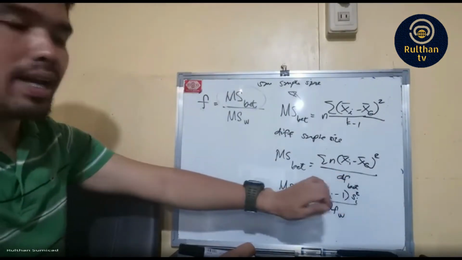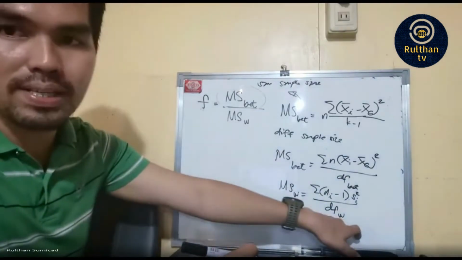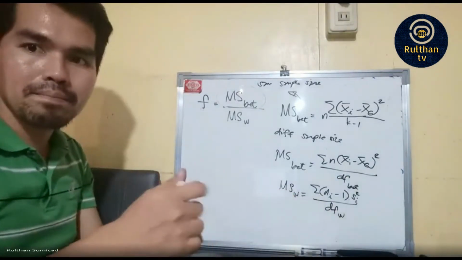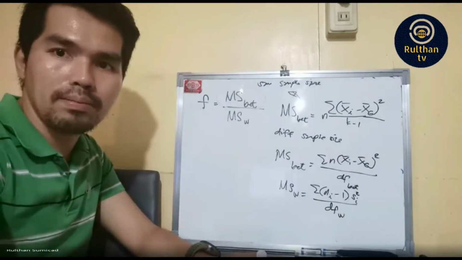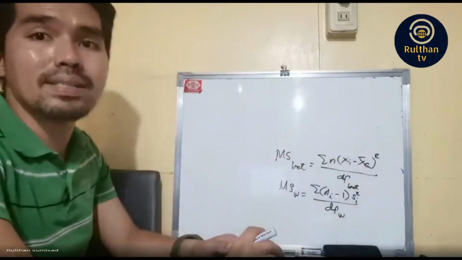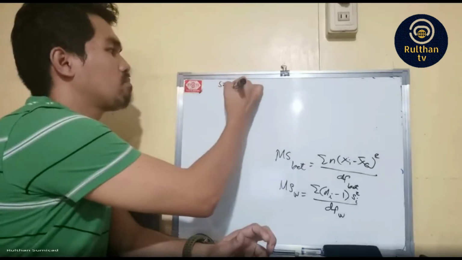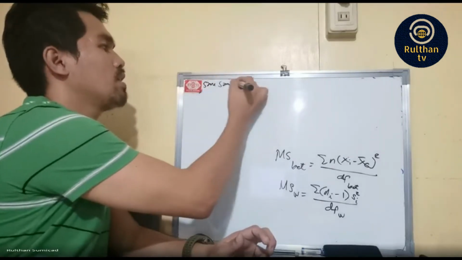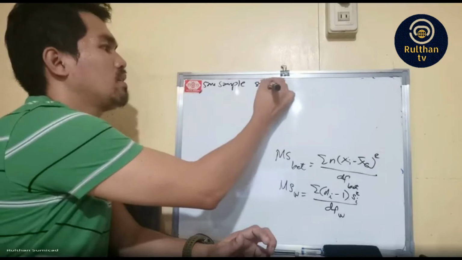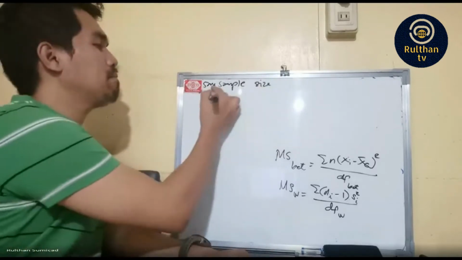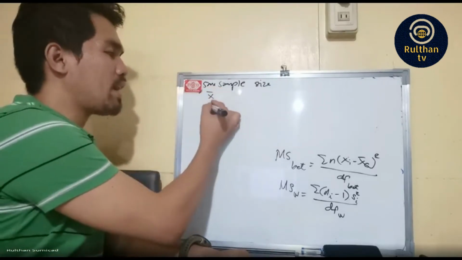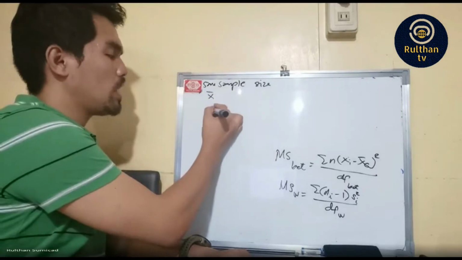Now let's take some example for this. Let's say we have this example. This particular example has the same sample size. So for the same sample size, you will have x, the mean, and s.